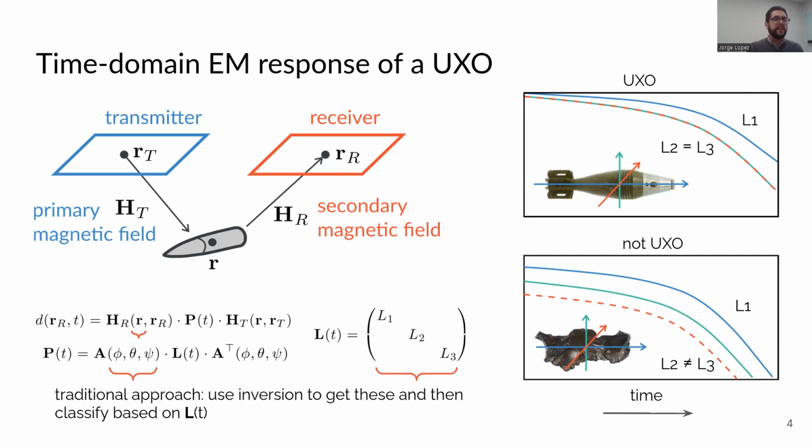The traditional approach is to use inversion to get each of these parameters: the position of the UXO, its orientation, and finally its polarizability. This is usually referred to as a polarizability matrix or polarizability tensor, and we require three parameters here in order to plot these polarizability curves. We only use the information related to the polarizability curves to make the classification of the UXO.